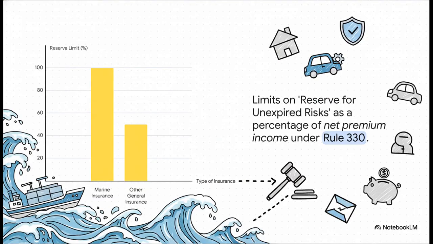But you can't just reserve any amount you feel like. The law is very specific. The Income Tax Rules 2026, specifically Rule 3360, set clear limits. For marine insurance, which is super high risk, you can reserve up to 100% of the net premium income. For all other types of general insurance, the limit is capped at 50% of the net premium income.